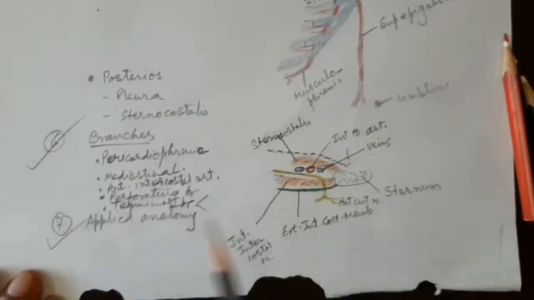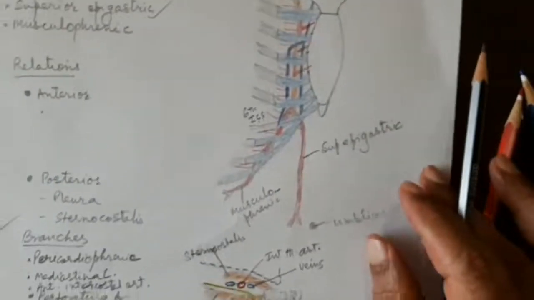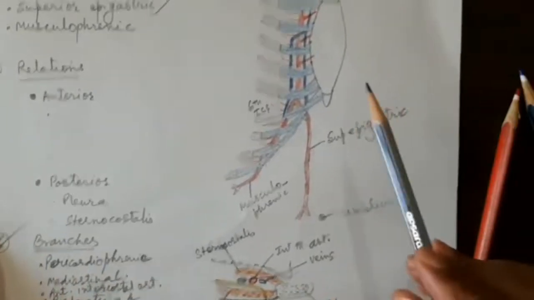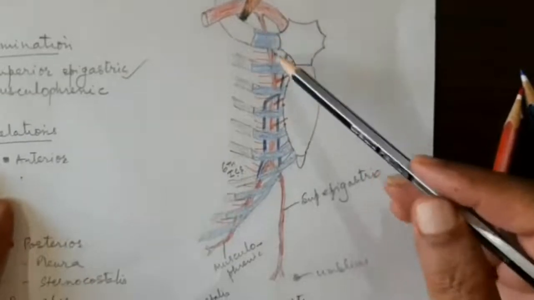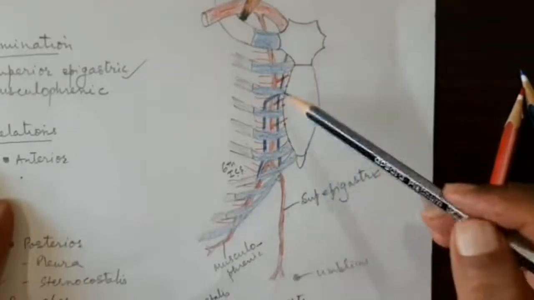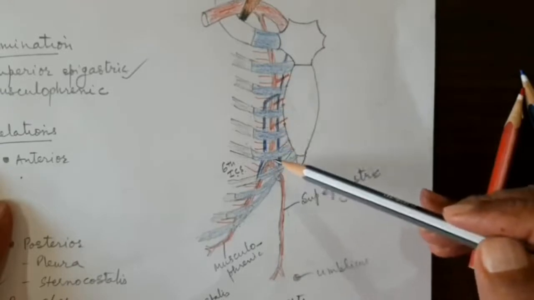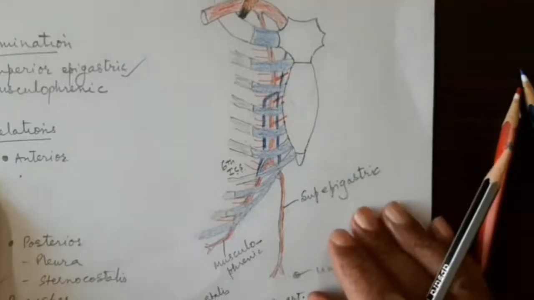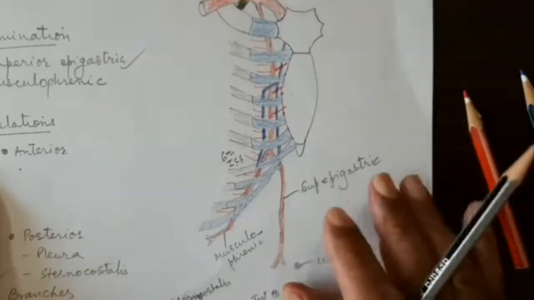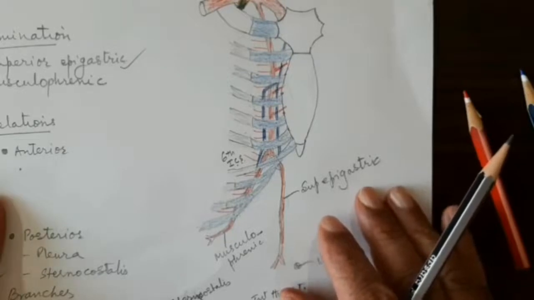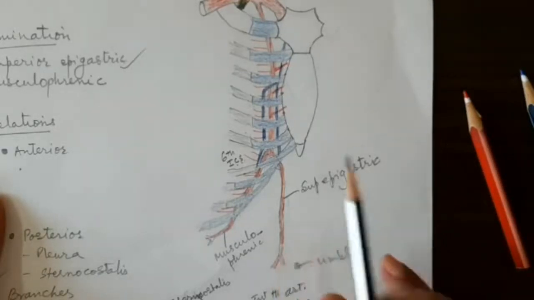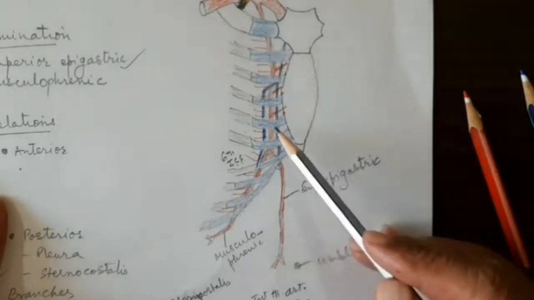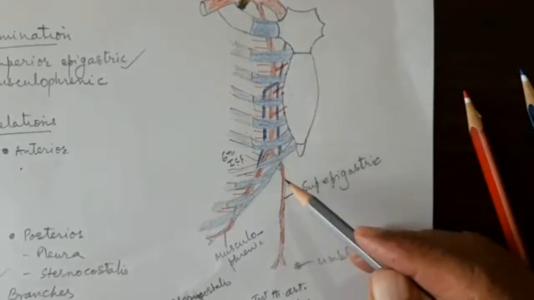Let us come to the applied anatomy of the internal thoracic artery. If you see the applied anatomy, this artery is an important artery for the coronary bypass operations. What is a coronary bypass operation? Whenever there is a blockage in a coronary artery, usually the left coronary or the right coronary artery, this artery is the artery of choice, because blood is flowing through this artery, but the coronary arteries are blocked.